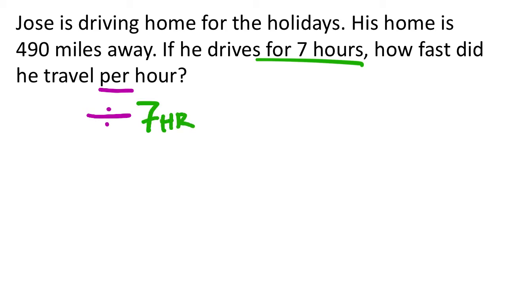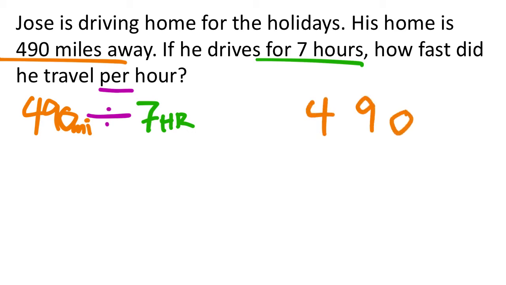What are we dividing by 7 hours? The miles. 490 miles. And this will give us miles per hour, which is, of course, a speed, a rate of travel. That's 490, our dividend, divided by the 7. So that's how this sets up. And again, we're using long division because that's what we've seen in this unit.